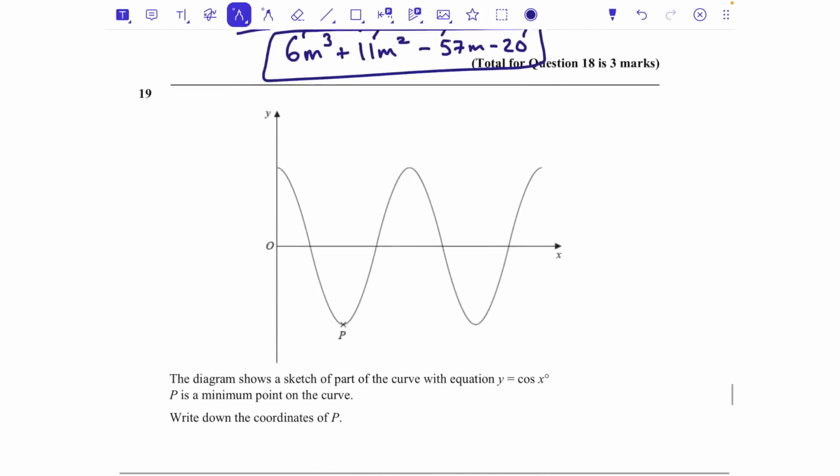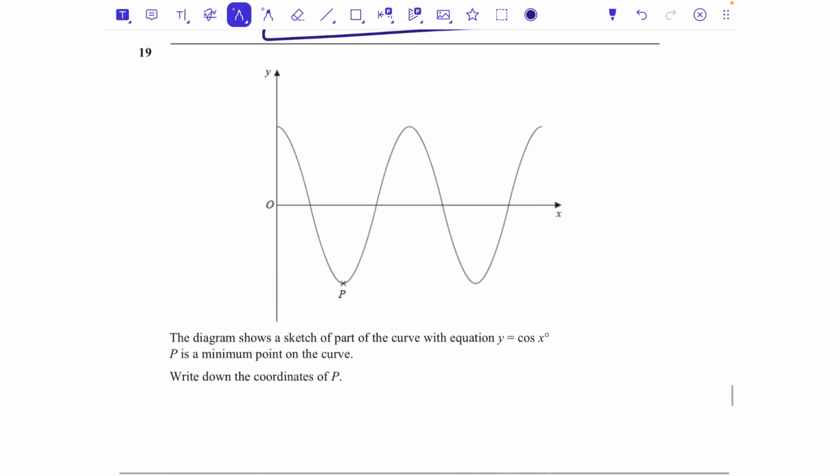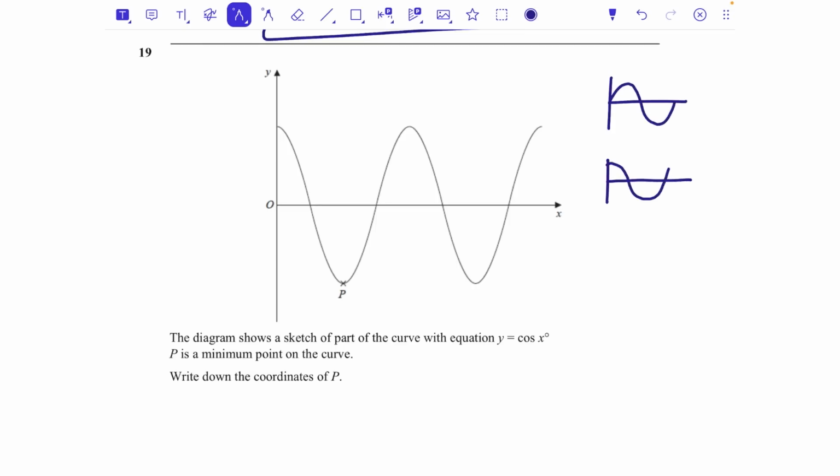Question number 19. The diagram shows a sketch of part of the curve with equation y equals cos x. P is a minimum point on the curve. Write down the coordinates of P. So we should know that both sine and cosine go up to 1 and down to -1, usually. They also repeat every 360 degrees. So everything interesting that happens can be split into quarters of 360.